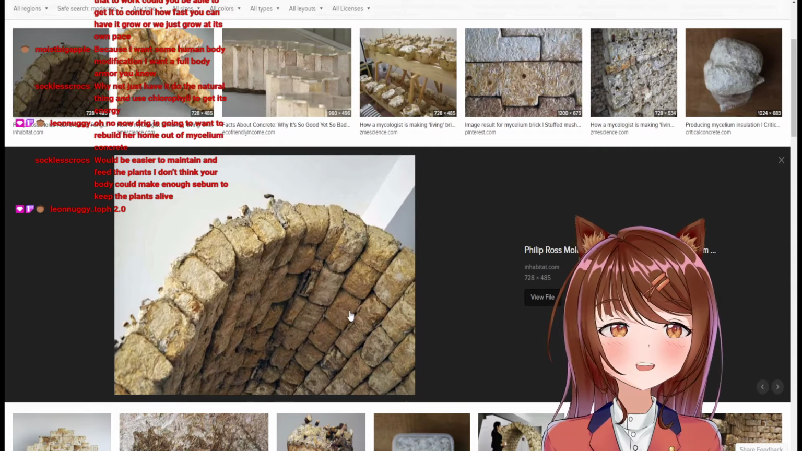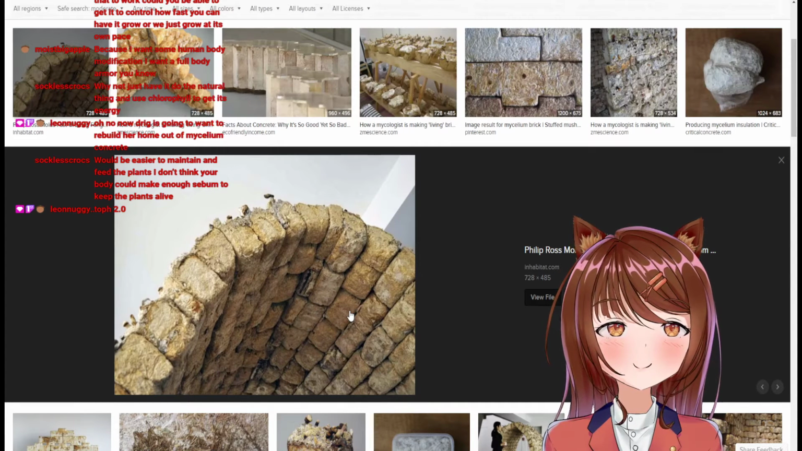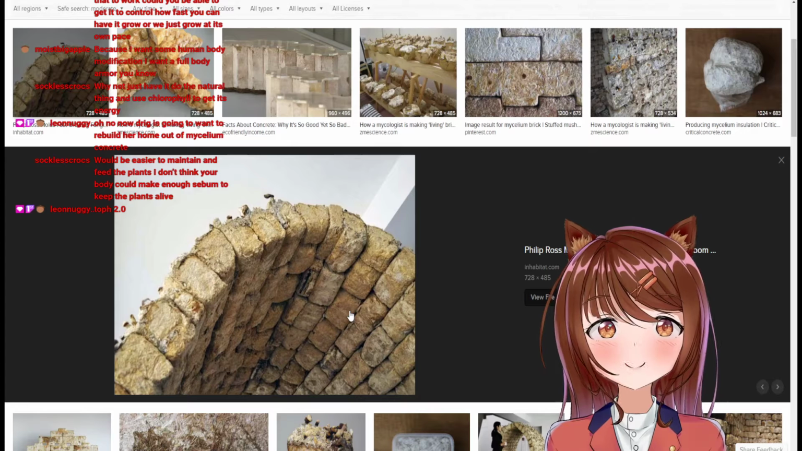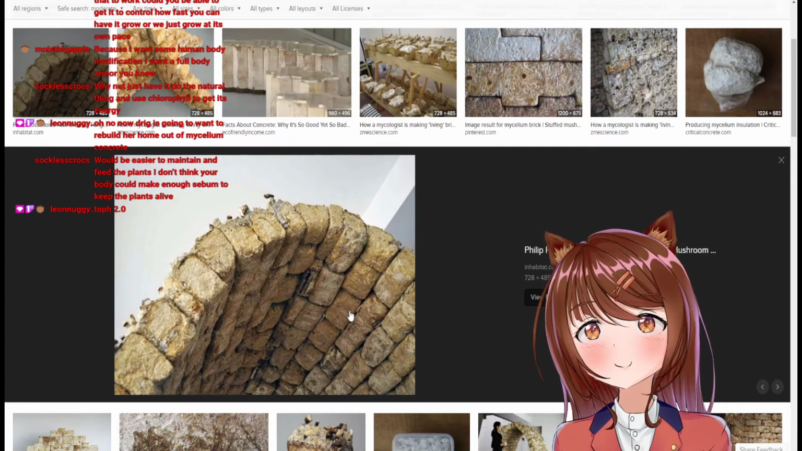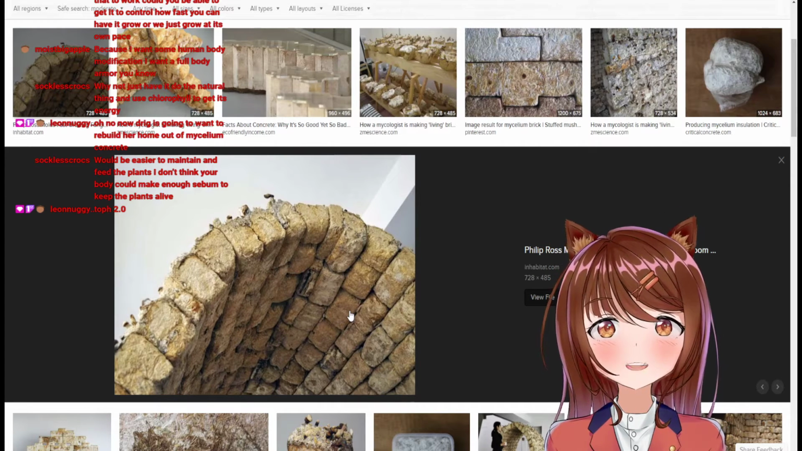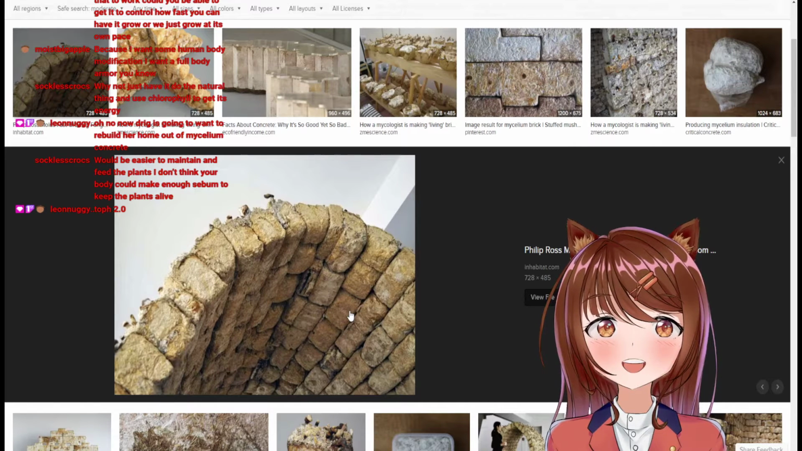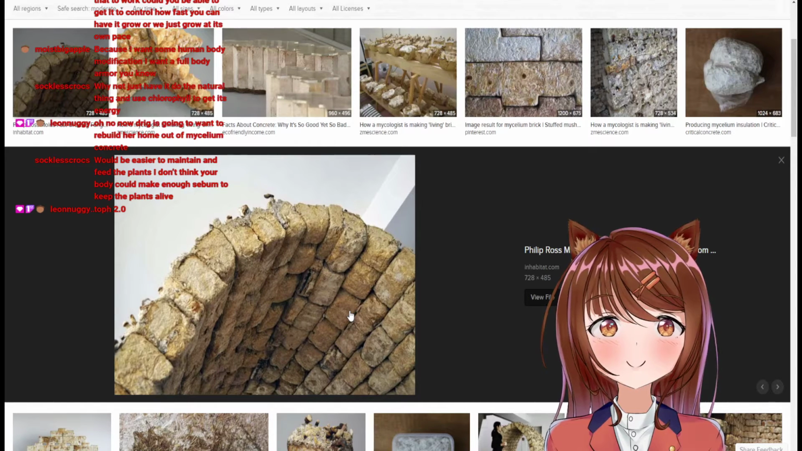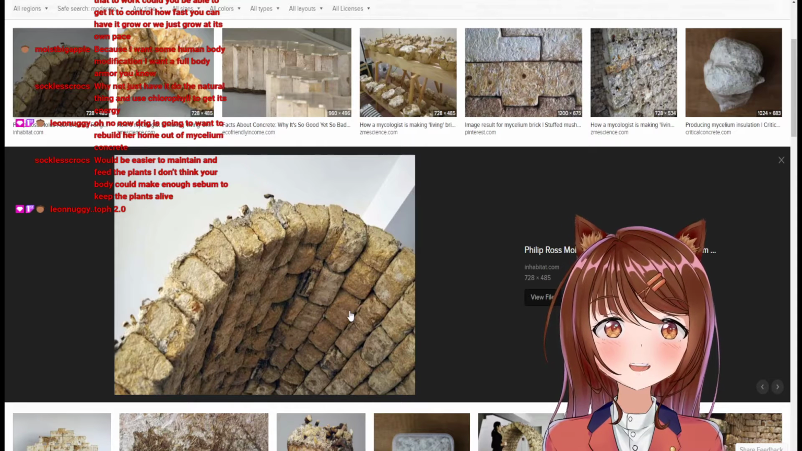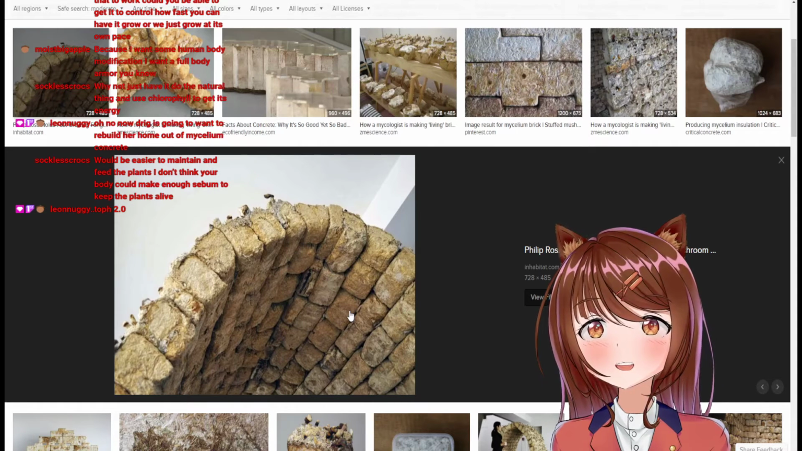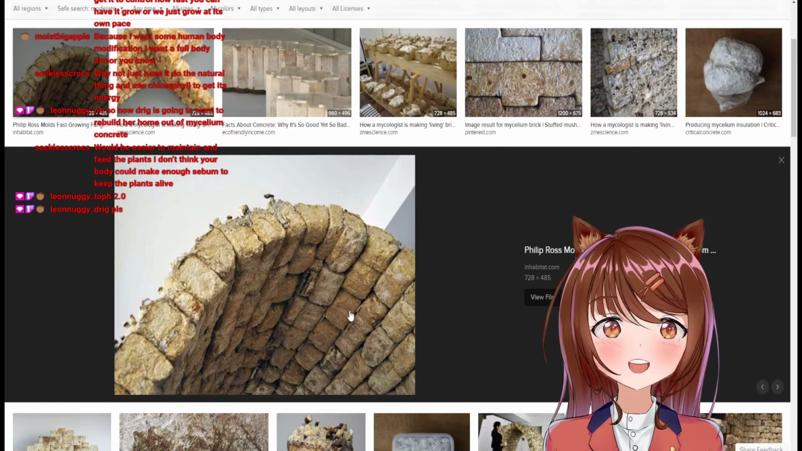You don't think that the body could produce enough sebum to keep the plants alive? Probably not. The sebum alone would not be enough to keep the plants alive. However, the surface of the skin is crawling with its own microorganism ecosystem. So depending on what's on the surface of your skin, you might be able to get it to work.